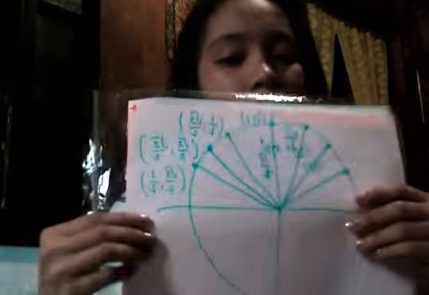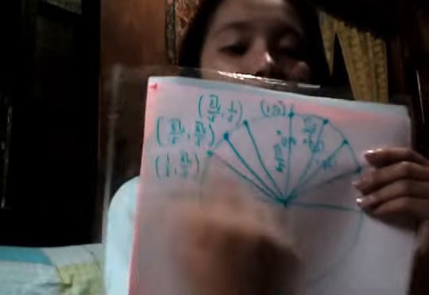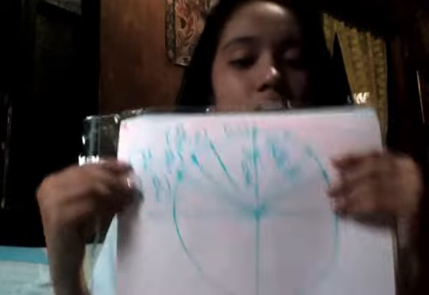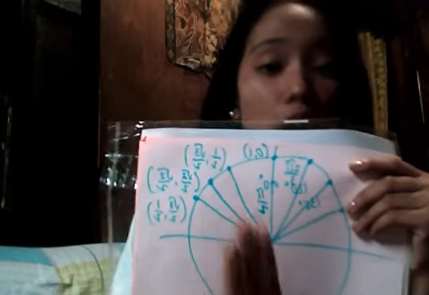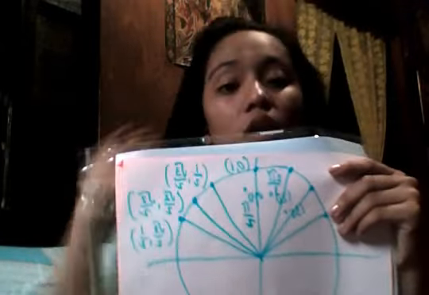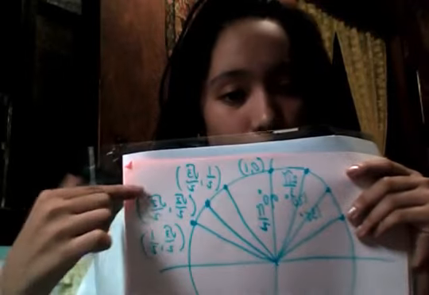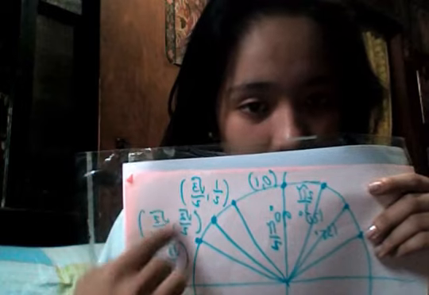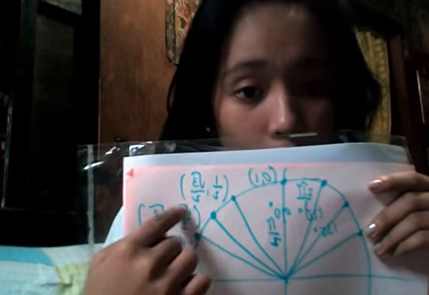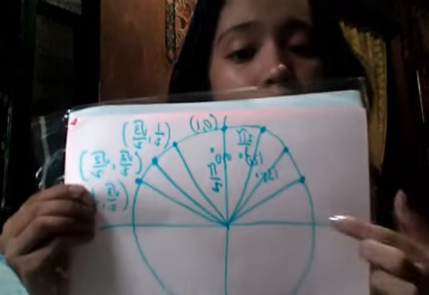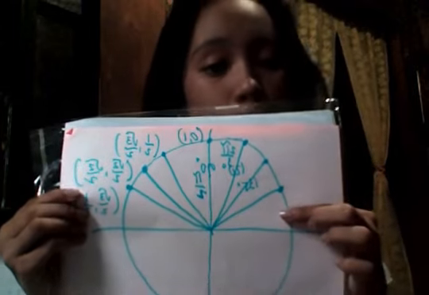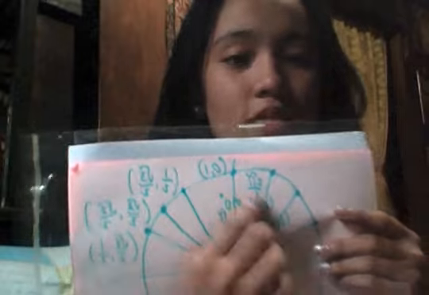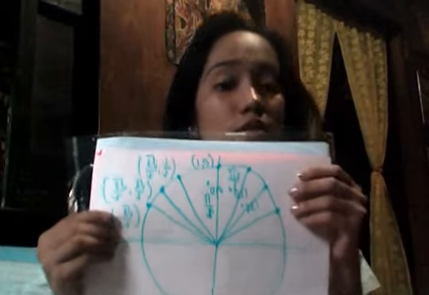Okay, so here's the deal. In this part over here, the quadrant 1, both the x and y are positive. So that's why these coordinates are all positive. So since we are now plotting the quadrant 2, we will be using the characteristics of the quadrant 2.